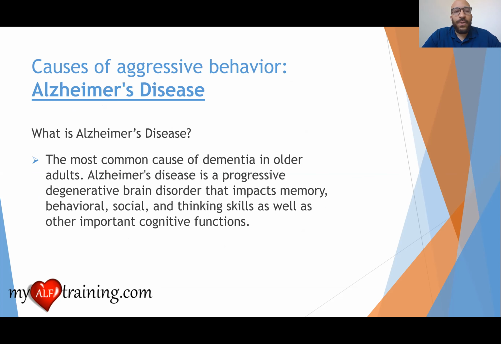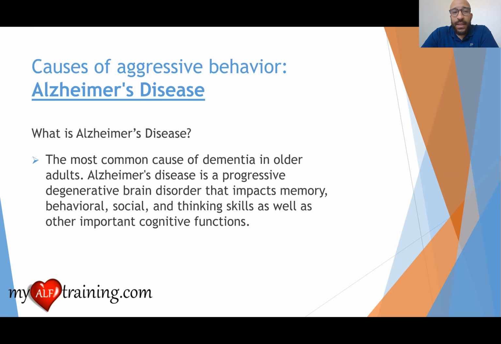So, what is Alzheimer's disease? Alzheimer's disease is the most common cause of dementia. Remember, dementia is not a disease, dementia is a word used to describe a group of symptoms. Alzheimer's disease is the most common cause of dementia in older adults. It's a progressive degenerative brain disorder that impacts memory, behavioral, social, and thinking skills, just like dementia. And all of those symptoms grouped together play a very large role in how they affect a person's daily life.